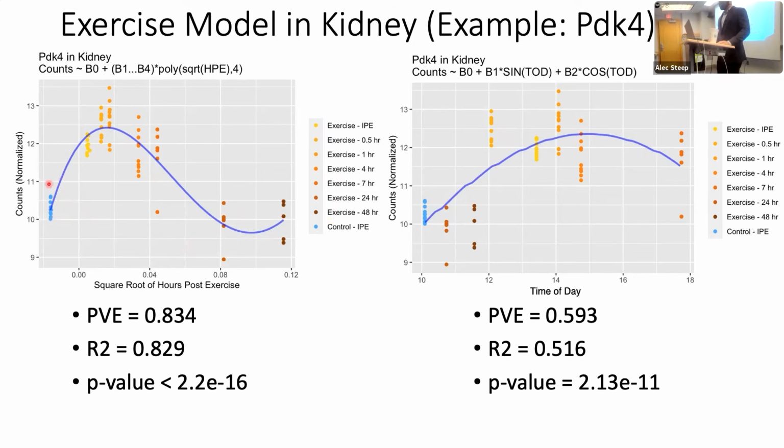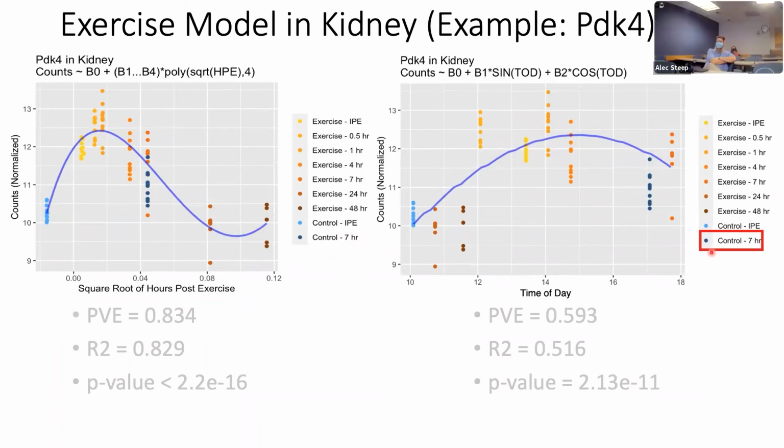You'll see that control 0 hour that we push back sort of as an anchor. Underneath, you'll see statistics. PVE stands for percent variance explained, R squared, and p-value. We can see that PDK4 actually fits both models well enough, but it fits the acute exercise model better. But still, we have a problem here because it fits both models. It's certainly not mutually exclusive.